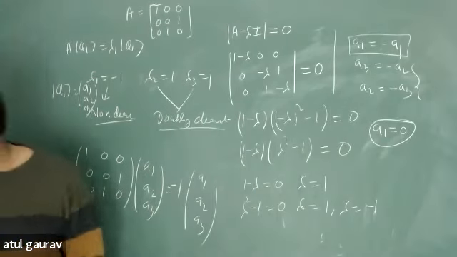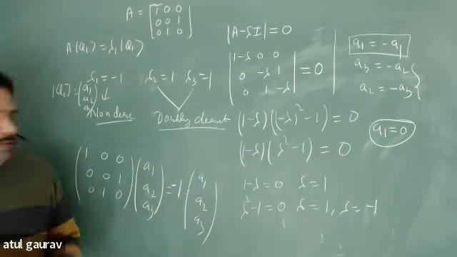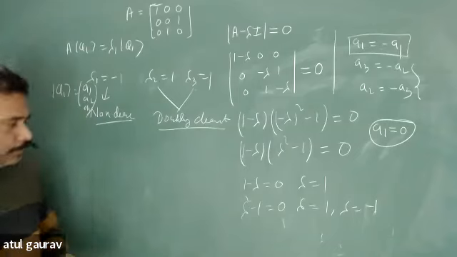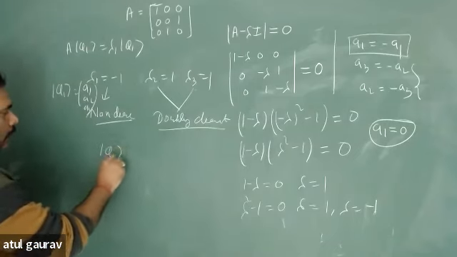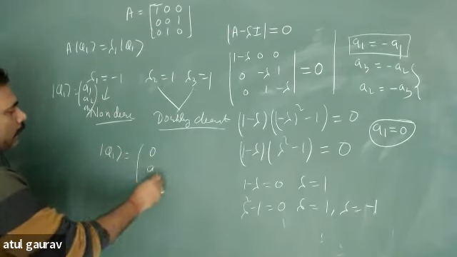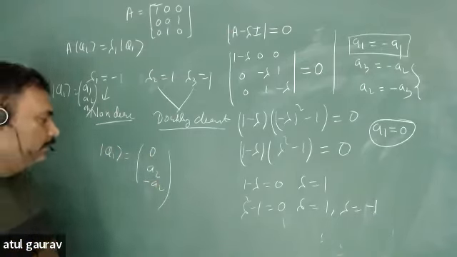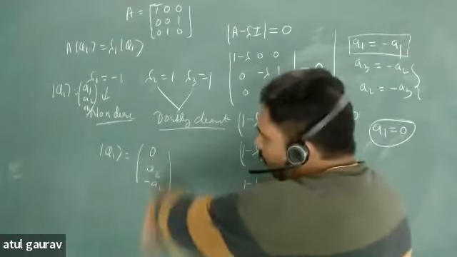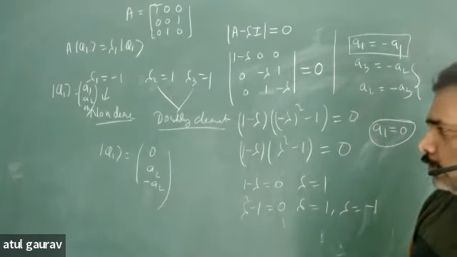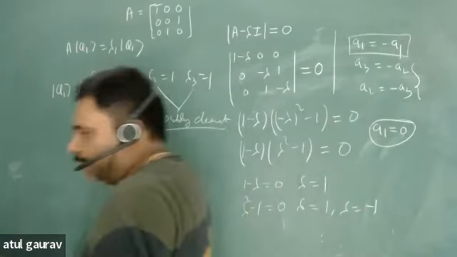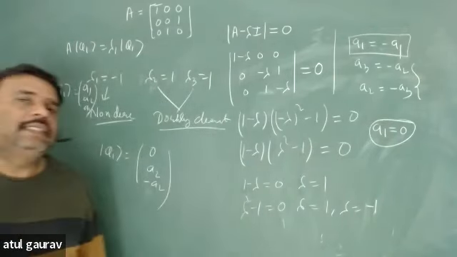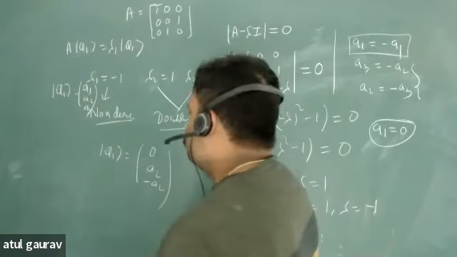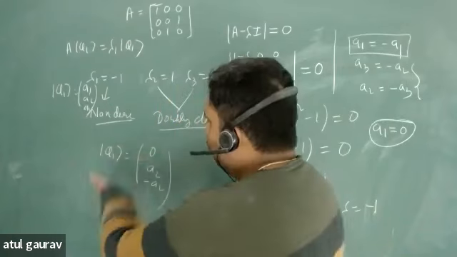So what is the nature of my phi 1 vector? The nature of my phi 1 vector is something like 0, A2 and minus A2. Now how many vectors can you write in this form? Infinite vectors. But all vectors are parallel to each other. So to avoid the parallelity, you have to make it normalized.